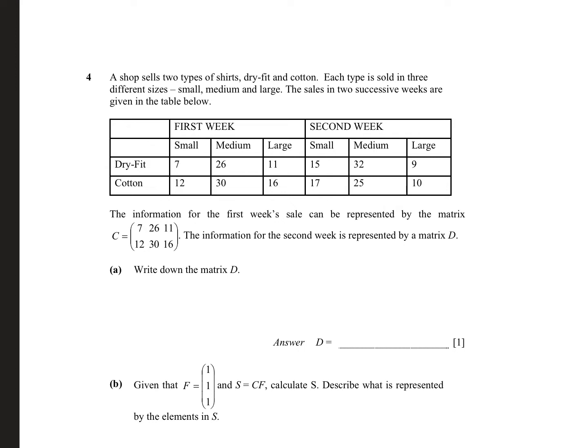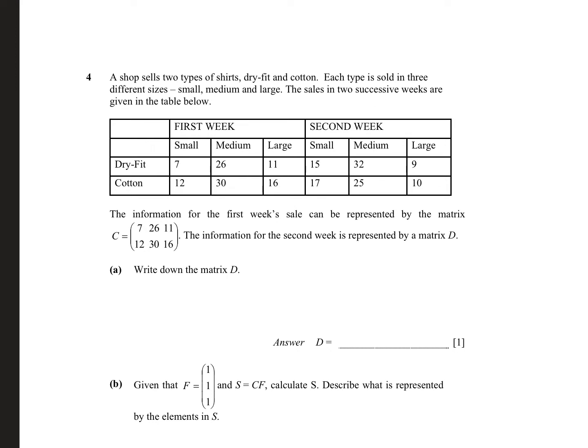Let's read the question. A shop sells two types of t-shirts, dry fit and cotton shirts. Each type is sold in three different sizes, small, medium, large, okay? And the sales in two successive weeks. Successive means consecutive, like one after another, and they're given in the table below.